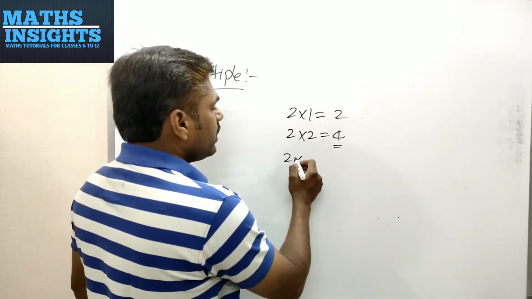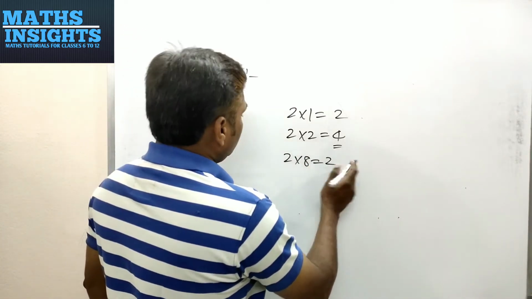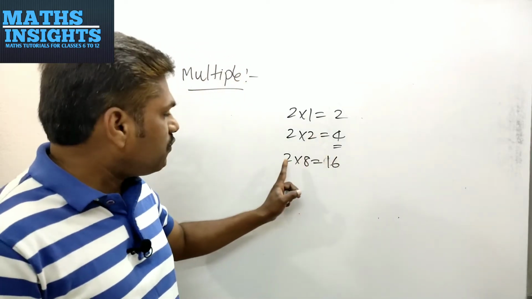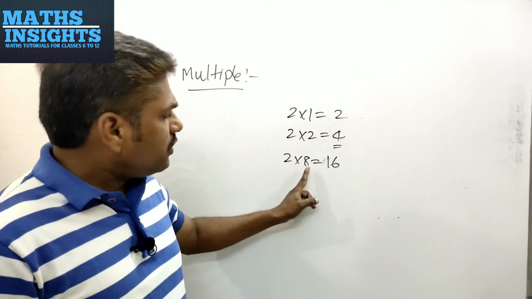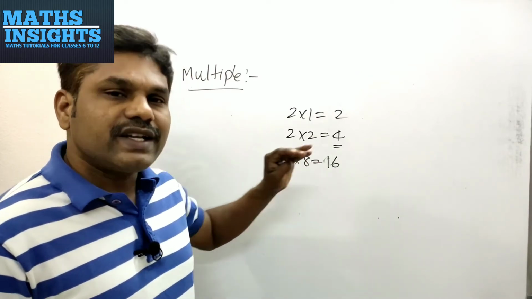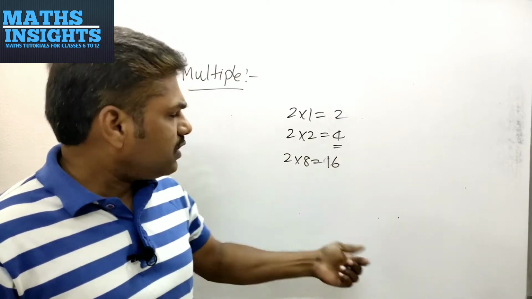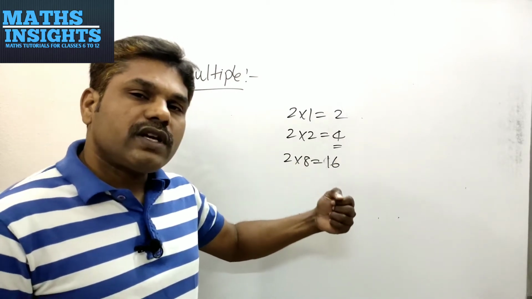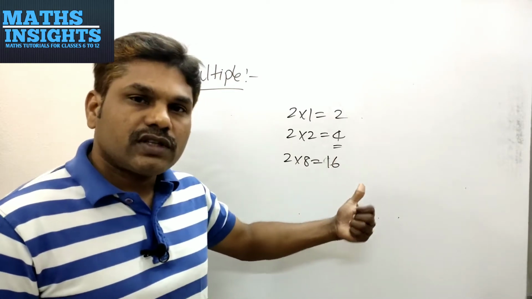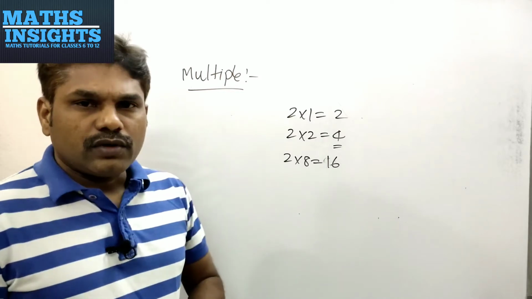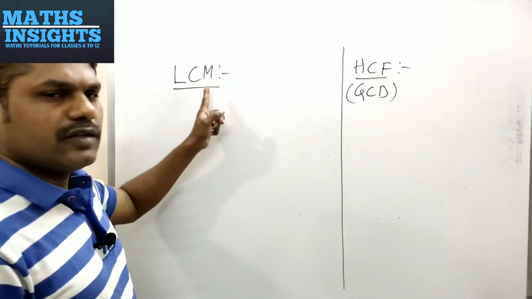That is, 2 eights are 16. 16 is called a multiple of both 2 and 8 also. Why? Because you are multiplying 2 with 8. That means you are increasing 2 eight times, and also you are multiplying 8 with 2, meaning you are making 8 two times. 8 plus 8 will become 16. This is called a multiple. Now discussing LCM.